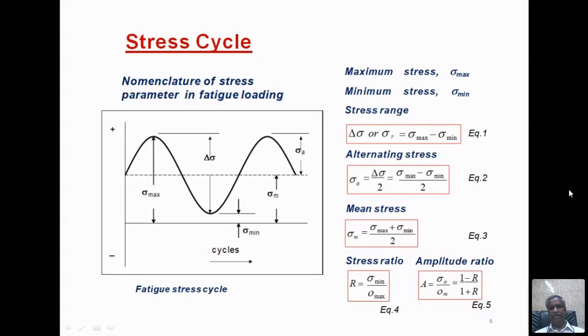You should remember this, because many people mistakenly say that maximum stress divided by minimum stress is the stress ratio. No, it is the inverse: minimum stress divided by maximum stress is called the stress ratio. Similarly, another terminology is the amplitude ratio, denoted by capital A. It is given by alternating stress divided by mean stress. These notations and terminologies will be used in the coming slides and throughout this lecture, not only today but tomorrow also.